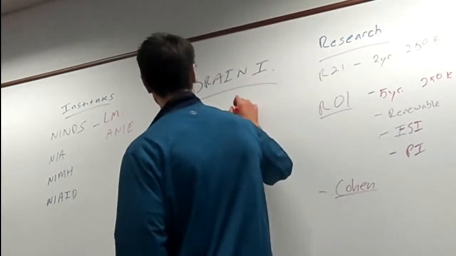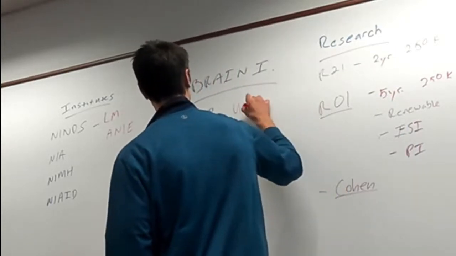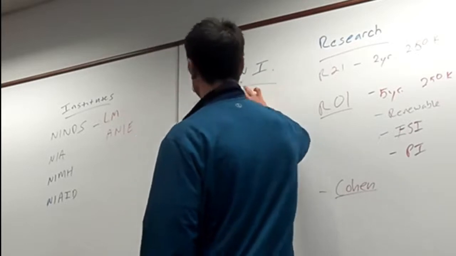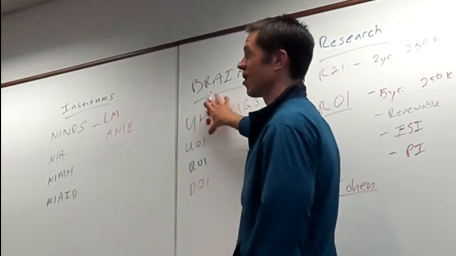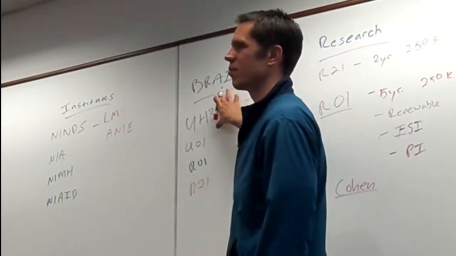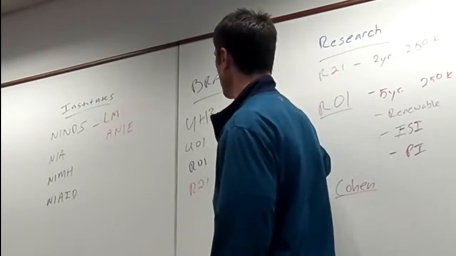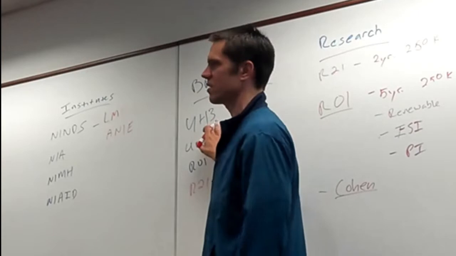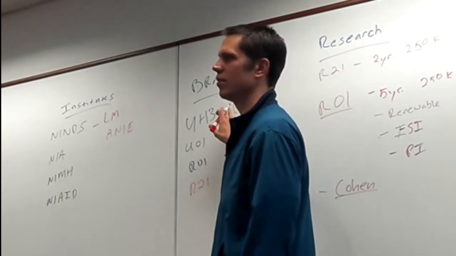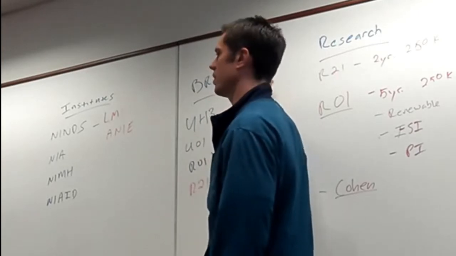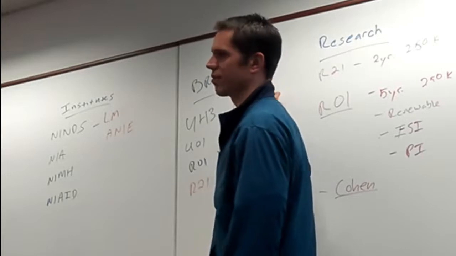So the other thing that you might see is called a UG3. These funding mechanisms aren't only brain, but the ones that will probably most apply to a neurosurgeon are through BRAIN. So like a UH3, UG3, these exist in other RFAs outside of BRAIN, but you'll see them. I think these are the ones that will be most applicable to your careers.